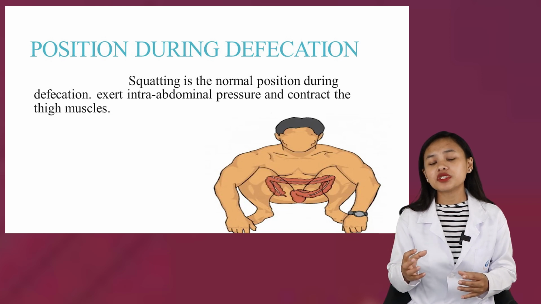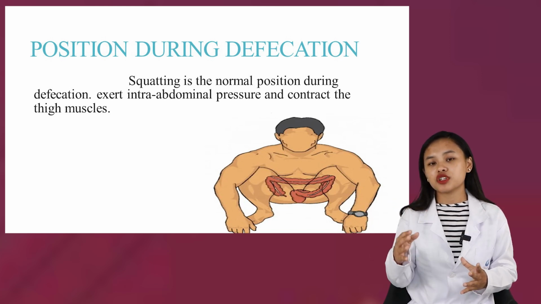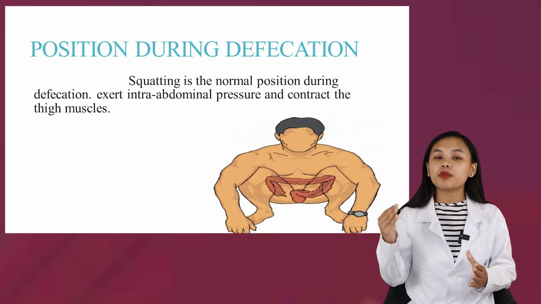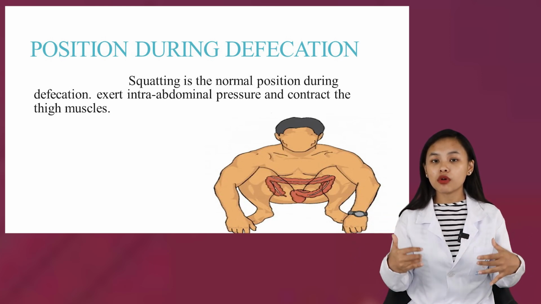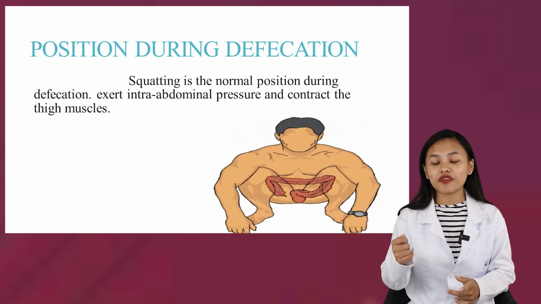So if a person is not able to take this position because of his or her disease condition, for example a person who is bedridden, they may not be able to squat while they are defecating. So what we normally do is we provide a bedpan. However, since they will be in a supine position, they may find it very difficult to defecate.